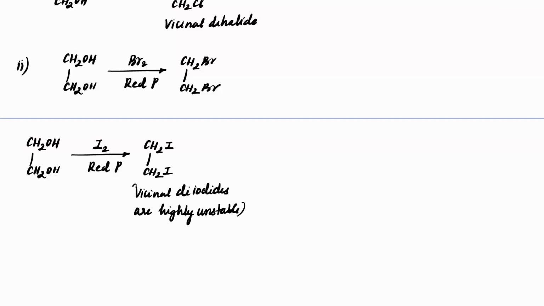They're highly unstable. So that would immediately come out as I2. Probably because of the huge bulkiness which it carries, it will end up getting an ethene form. So this is what you will report.